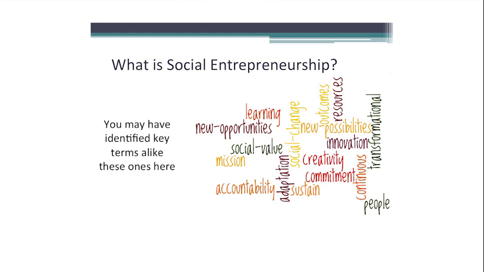Okay, so you might have identified some key terms like you can see on the slide there. Some of the things we identified were learning, social value, mission, accountability, creativity, commitment, sustainability, people. We will follow up on some of these terms as we go along and in the subsequent lectures. But you can see there it's a very wide area, and obviously you may have come up with different terms. I'm sure they won't be wrong, they will just add to the huge amount of terms that we could use to describe it.